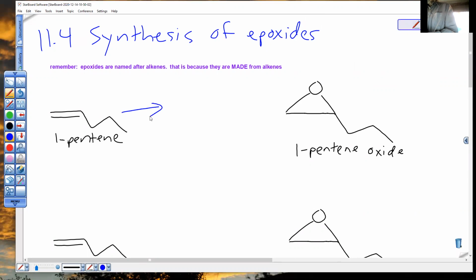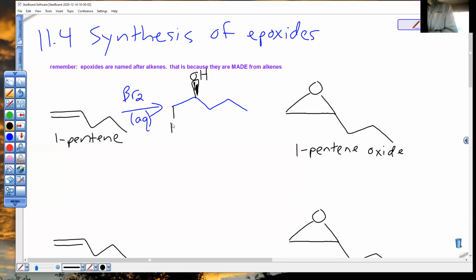First, we're going to hit this with water and bromine. So a halogen in water. We call that bromine water. And what you get here is the more electronegative oxygen on the more substituted carbon, and the less electronegative bromine.